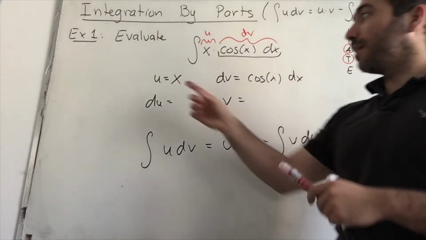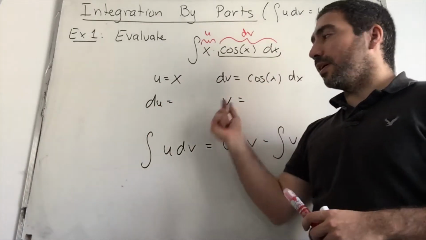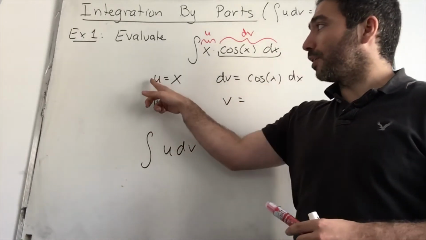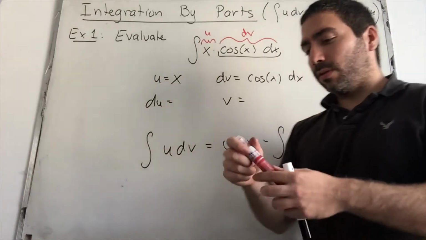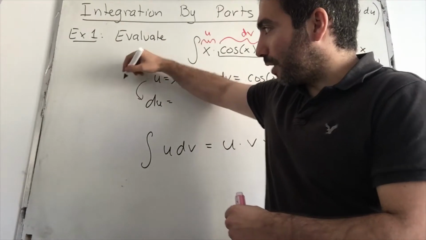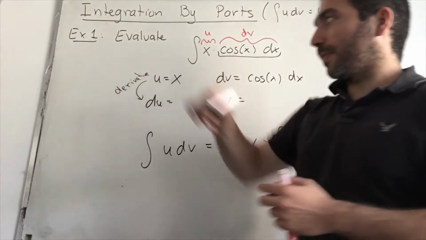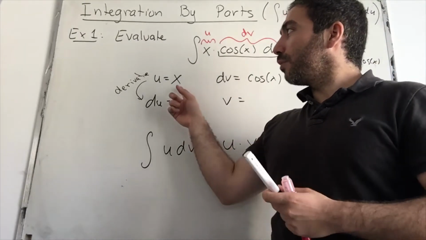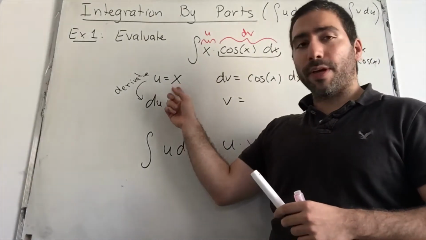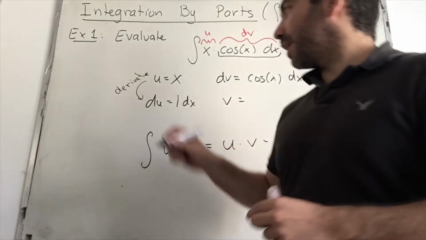Now that we identified u and dv, what we have to get is our du and our v. How do we get that? Well, let's think about it. We have u, we want du. How do we find du? At this stage, you have to take the derivative. Here we're deriving with respect to x. What's the derivative of x? Well, it's just 1. And since we're deriving with respect to x, we get a dx.